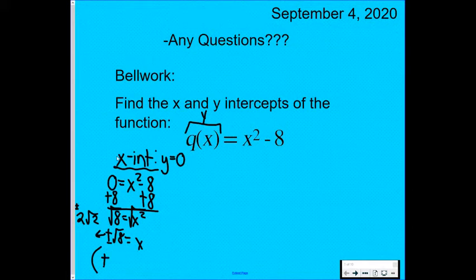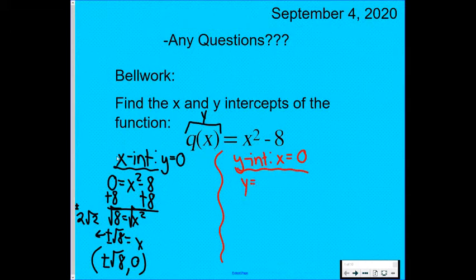So I'm going to put my intercepts, plus or minus root 8, comma 0. That's my x-intercept because I solved for x. So that's how we find an x-intercept. To find a y-intercept, we're going to do the opposite. We're going to set x equal to 0 and plug that in.